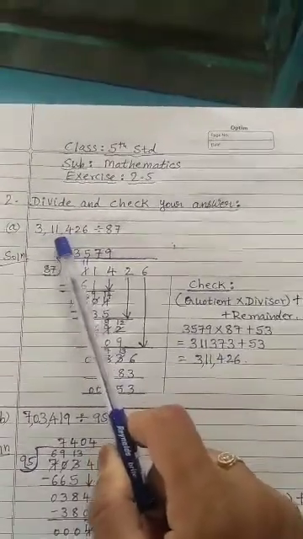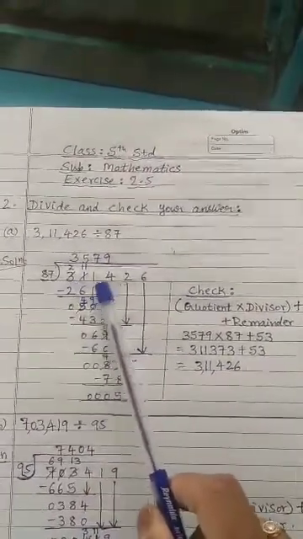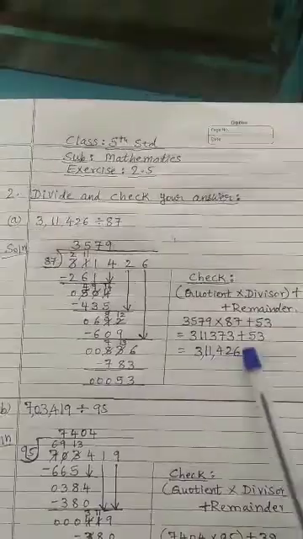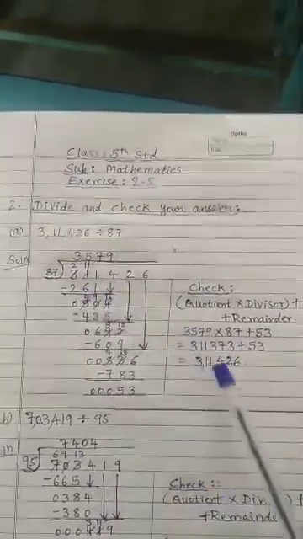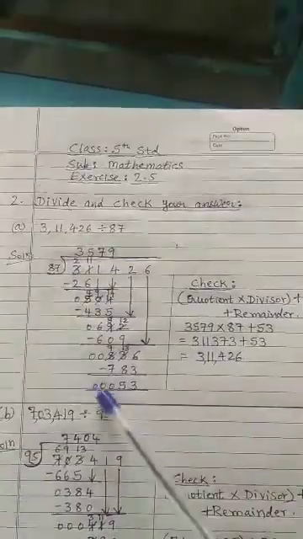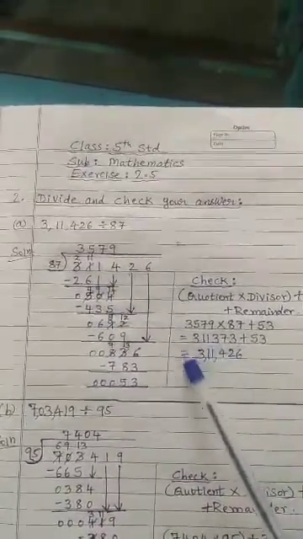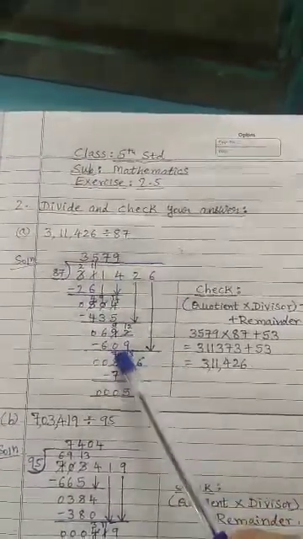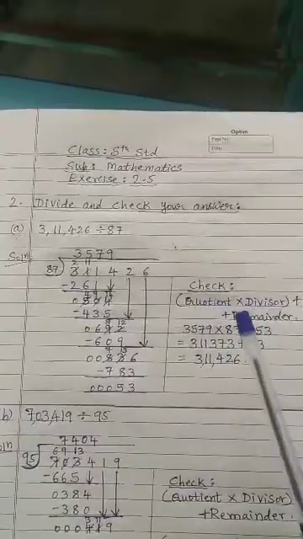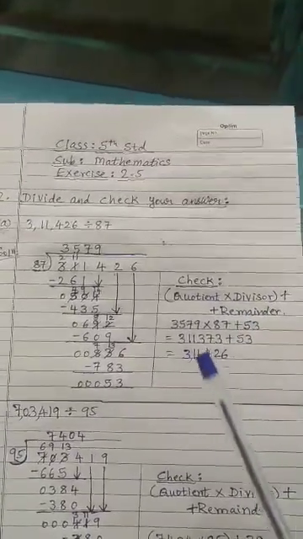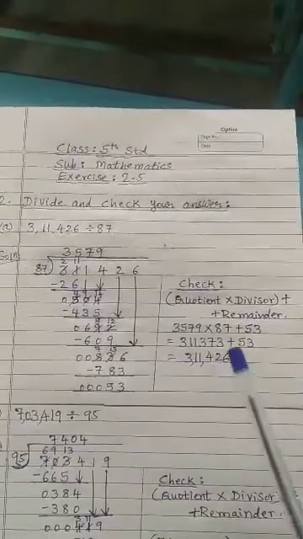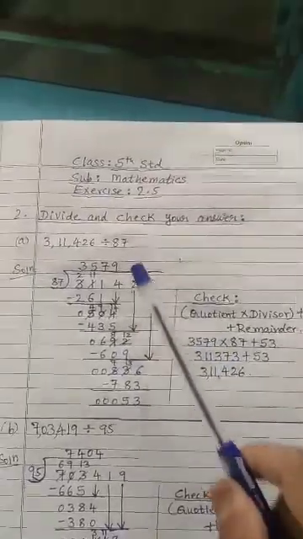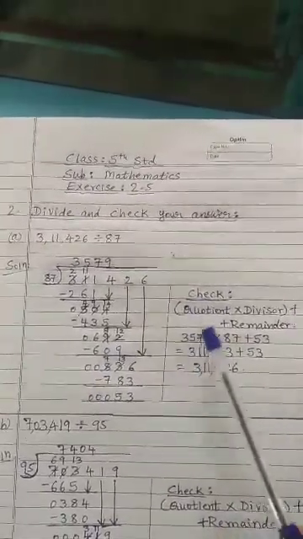This is the number which is given here. See here, 3,11,426. So when you multiply these two and add with remainder, you will get the number which is given in the question. Then only your answer is this division is correct. If you get here different number means this division is wrong you have done. But we have done this division is correct. That is why after multiplying these two and adding with remainder, we got the same number, 3,11,426. Then this answer, this division is correct. That is called checking.